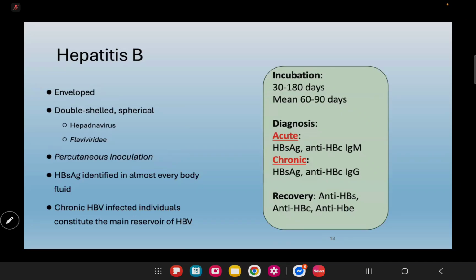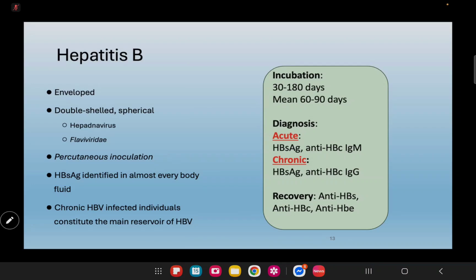So hepatitis B virus, or HBV, is one of the most clinically important causes of viral hepatitis. Hepatitis B is an enveloped, double-shelled, spherical DNA virus belonging to the Hepadnavirus family under the Flaviviridae. Transmission occurs mainly through percutaneous inoculation, meaning through exposure to infected blood or body fluids.